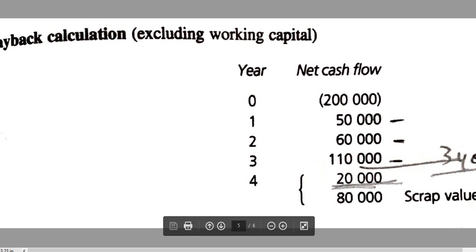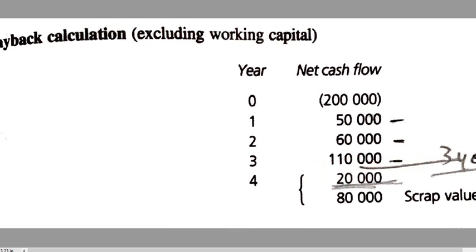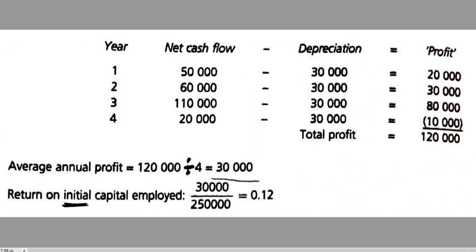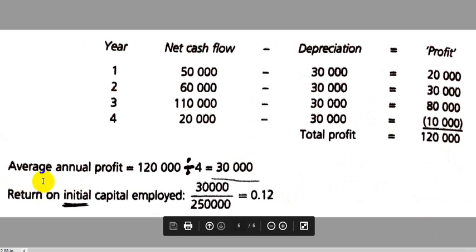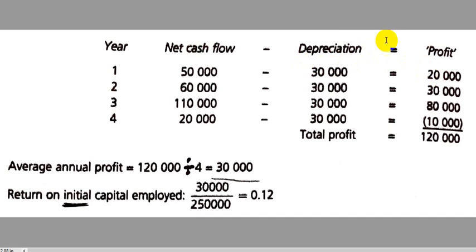This will lead to the other criteria for the management to judge about the project, which is the return on initial capital employed. First, we need to have the average annual profit. In order to have this average annual profit, we need to get the net profits excluding the depreciation. So we get the net cash flows for each year and deduct the depreciation for each year. And as the problem said, the depreciation strategy of the company is a straight line.